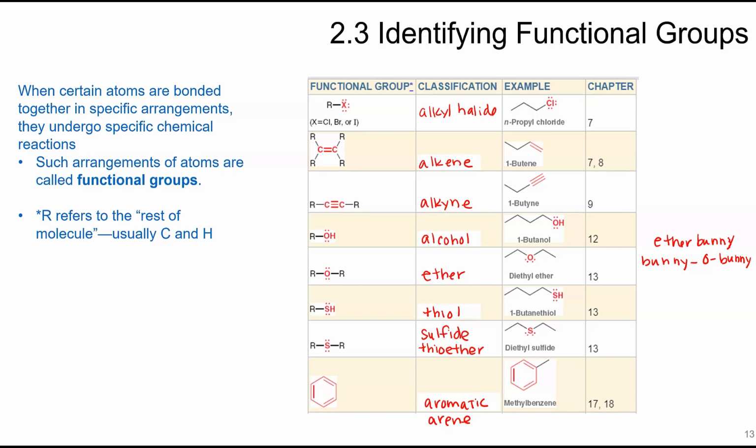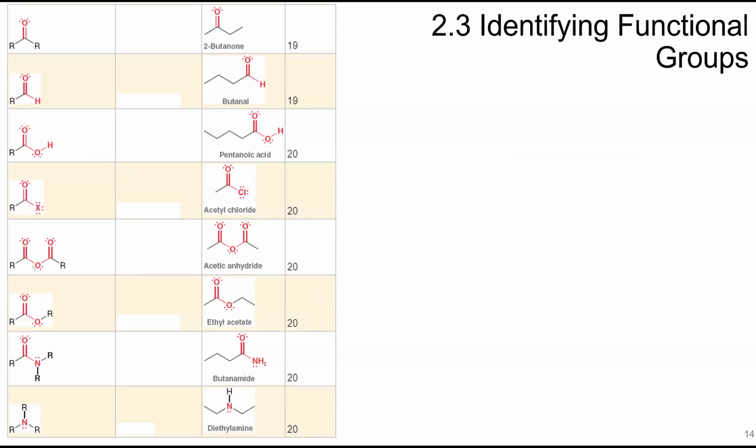The ones that you need to be concerned with learning for now are the alkyl halides, alkenes, alkynes, alcohols, and ethers, and then the aromatic. So we'll save the sulfurs for another time. There's more functional groups on this slide. So if you have an R flanked on both sides, carbons here, this is a ketone. If there's an H here instead of an R, that's an aldehyde. This one is an acid halide. This is an acid anhydride or an anhydride.